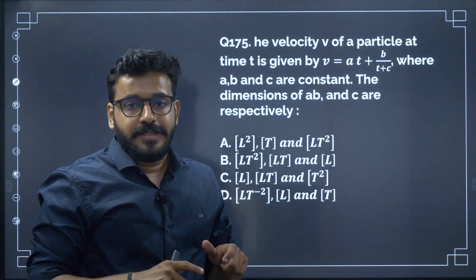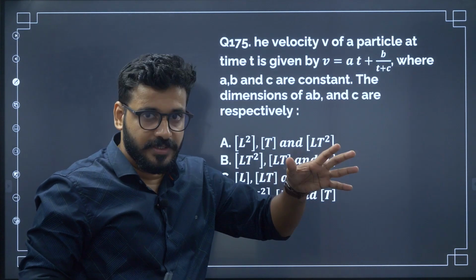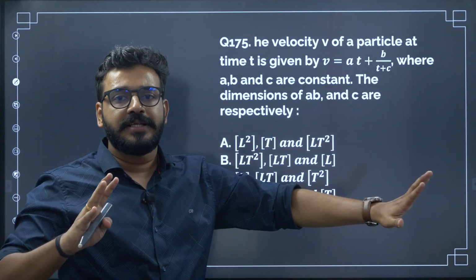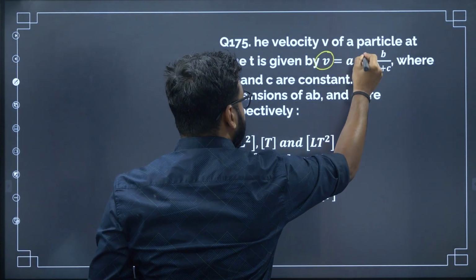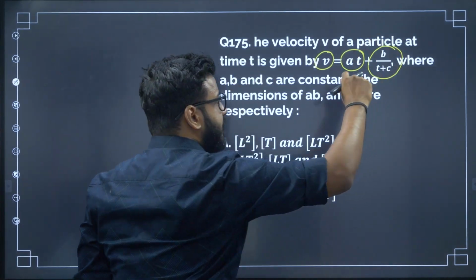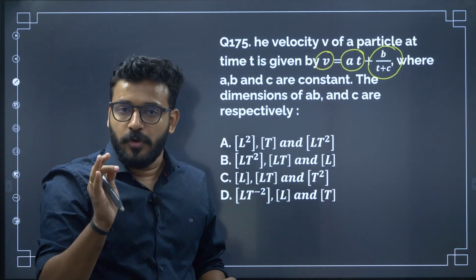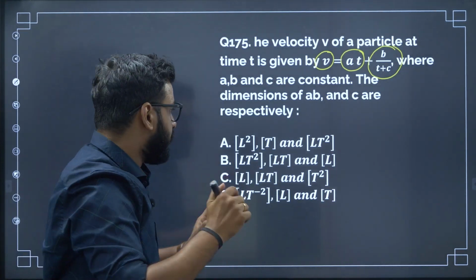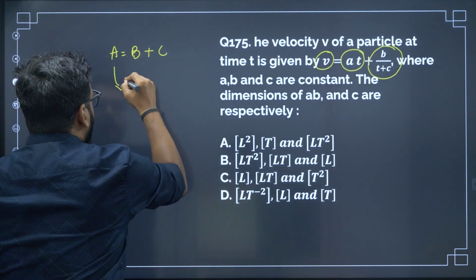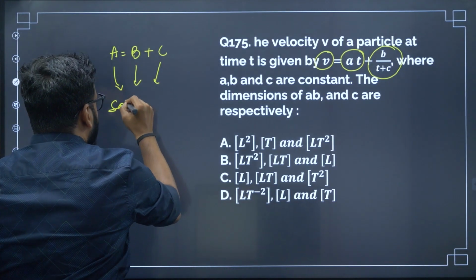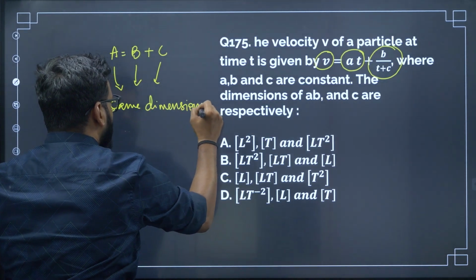Whenever a quantity is represented as a sum or difference of other quantities, all the quantities have the same dimension. For example, here v, at and b by t plus c have the same dimension. Please keep it in mind. And there's a very important tip also, please make a note. When you have three quantities, a is equal to b plus c, all of them have the same dimension. Only then can you write like this.